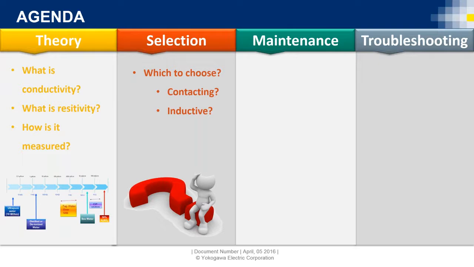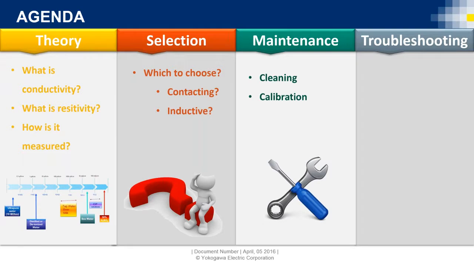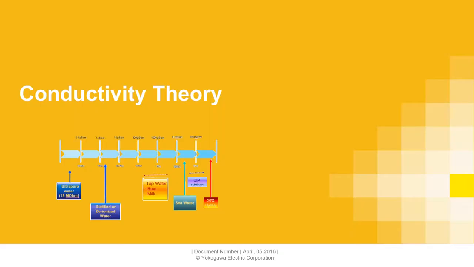Because you may also have, like on your mixed bed or your ion exchangers, your polishers, you may have percent concentration readings up there on your regen line. So I'll talk about the difference between contacting and inductive, the two terms that are used for how to measure conductivity. And then talk about what we have seen for cleaning and calibration best practices over the history of Yokogawa. And then talk about the troubleshooting that I've seen at the installation sites that can give you a headache, and then things for you to possibly check.